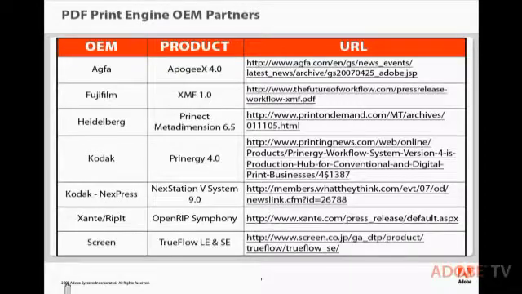And here is a list of our OEM partners that have products right now today that are delivered with the PDF Print Engine. So there's Agfa, Fujifilm, Heidelberg, Kodak, Kodak Nexpress, Xante, Ripit, and Screen, along with URLs there that you can use to get more information, and then the product names: Apogee, XMF, Prinect, MetaDimension 6.5, Printergy, NextStation, V System, OpenRip Symphony, TrueFlow, LE, and SE. So these are all solutions that are available today that use the Adobe PDF Print Engine.